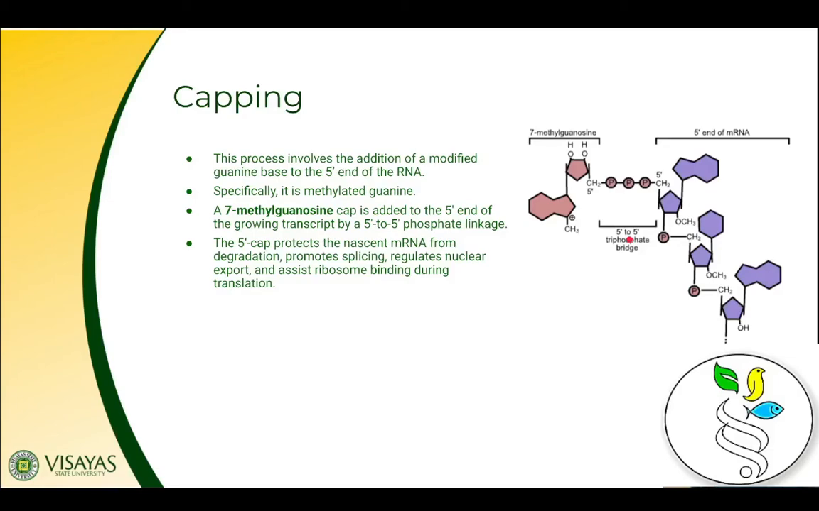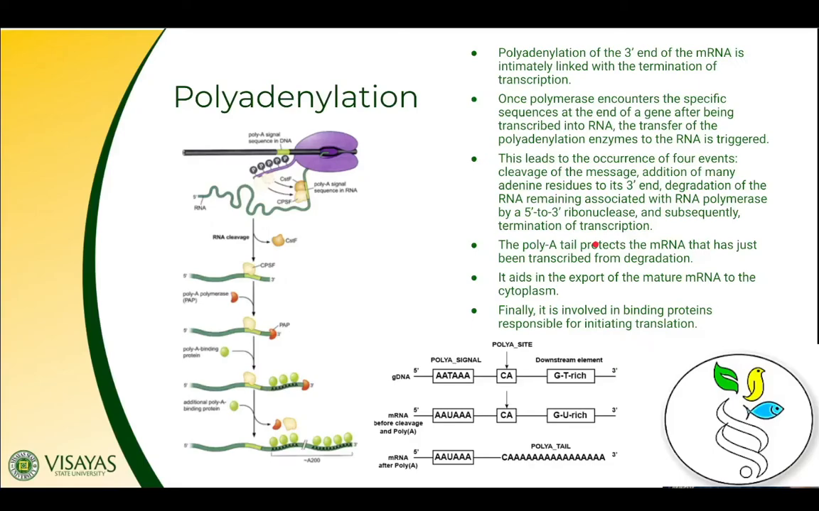So the 5' capping prevents the nascent mRNA from degradation. It promotes splicing and regulates nuclear export. It also assists in ribosome binding during translation. So at the 5' end of the newly transcribed mRNA, you will have the 7-methyl guanosine cap.